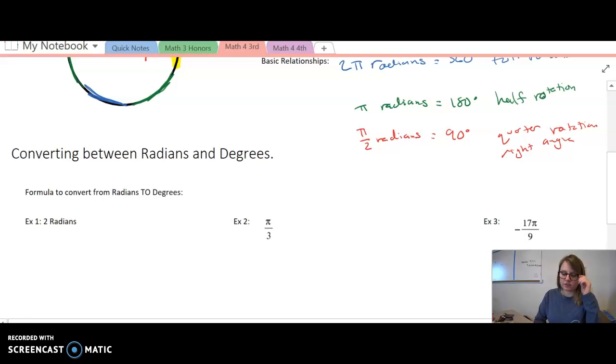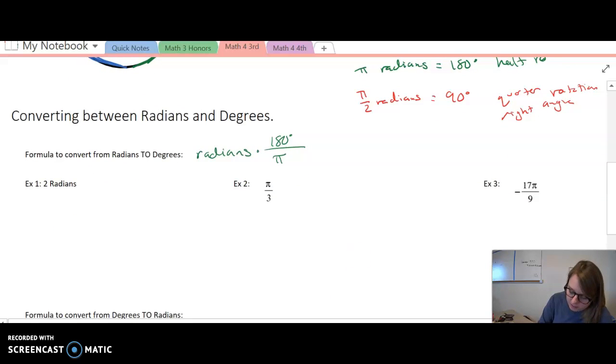Okay, so that's the basics of radians. So say we wanted to convert from radians to degrees. Well, for that, all we have to do is multiply our radians by 180 over pi. That is all we have to do. Okay, so let's look at our first example. So 2 radians. So I'm going to take 2 and we're going to multiply it by 180 over pi. And then we're going to get 114.6 degrees.